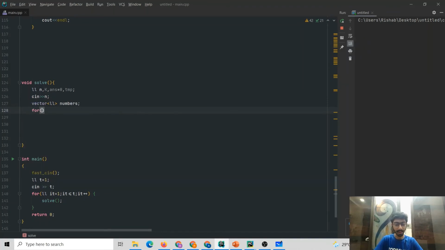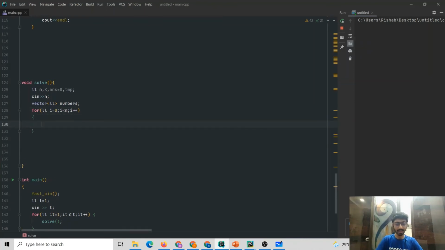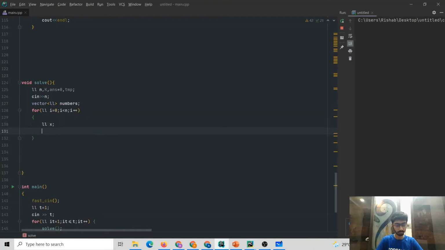Then I have to iterate n times and get the value. I'll put this value in the vector.